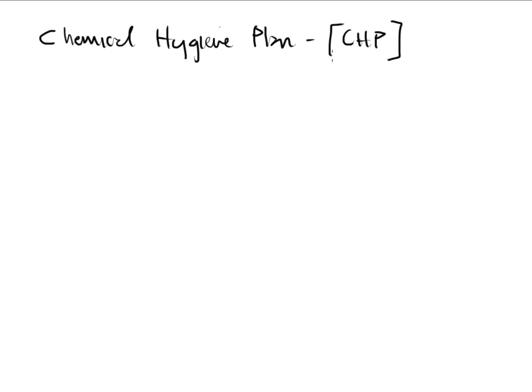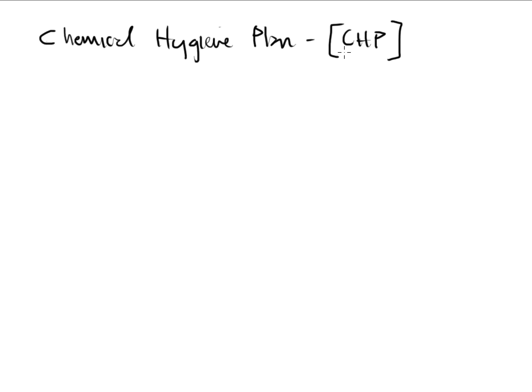All right, guys, welcome to the last section of this module. And this section is going to concern something called a chemical hygiene plan. We're going to abbreviate this because, again, we're very lazy and we don't like to write out all these words, and we're going to abbreviate it as a CHP. All right? So this whole portion of the module is going to concern a CHP document. And this thing is very important.